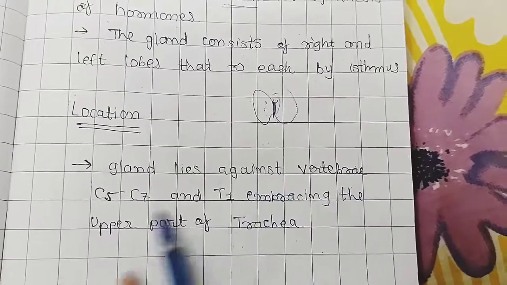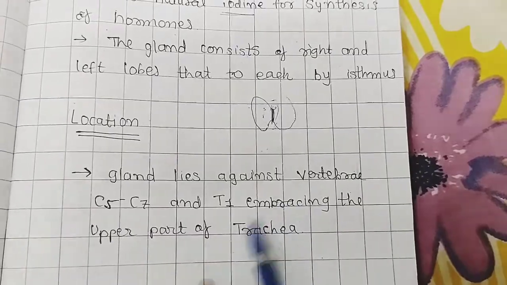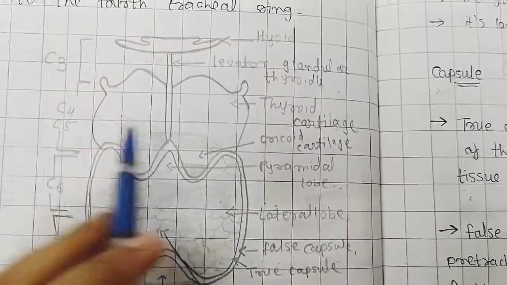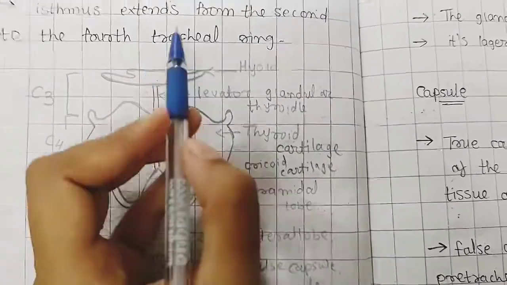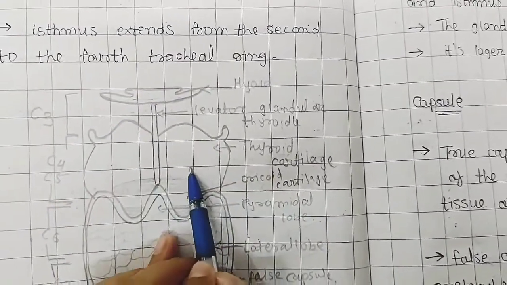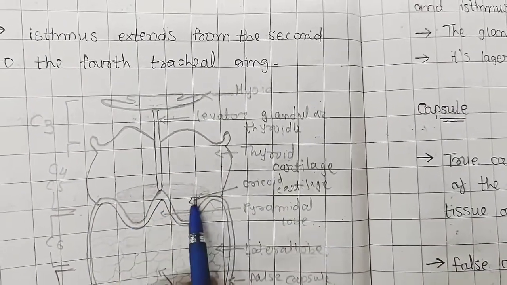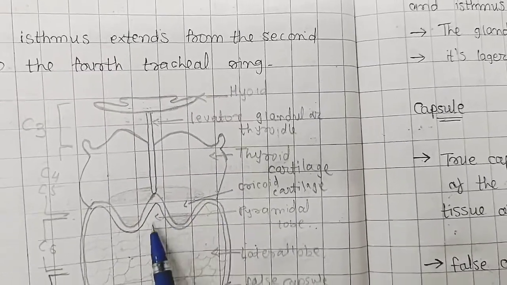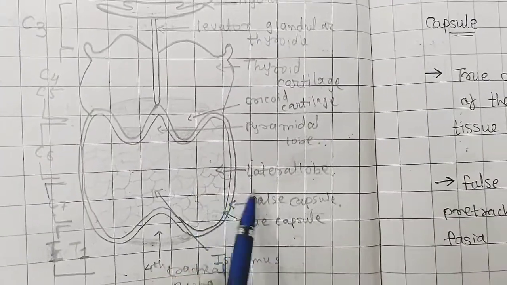The gland lies against vertebrae C5 to C7 and T1, embracing the upper part of the trachea. Okay, so this is our gland. The upper part here is known as the thyroid cartilage. This is the hyoid bone, and this is the thyroid cartilage. Just below the thyroid cartilage there is a space, known as the cricoid cartilage. Below it, in the middle, is the pyramidal lobe. This one is the lateral lobe.